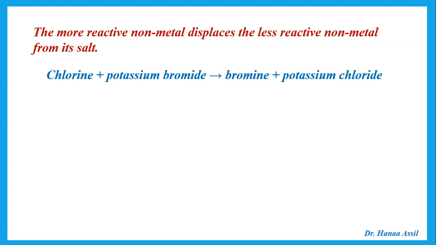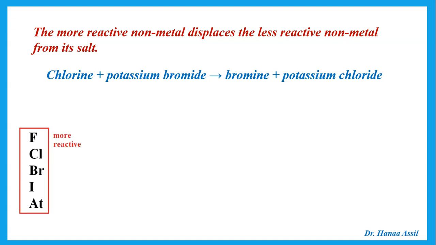Remember, the more reactive nonmetal displaces the less reactive nonmetal. So if I have chlorine plus potassium bromide, remember as a compound it is called bromide, but the chlorine is more reactive, so the chlorine will displace bromine. So instead of being potassium bromide, it becomes potassium chloride plus bromine. So chlorine plus potassium bromide gives bromine plus potassium chloride.